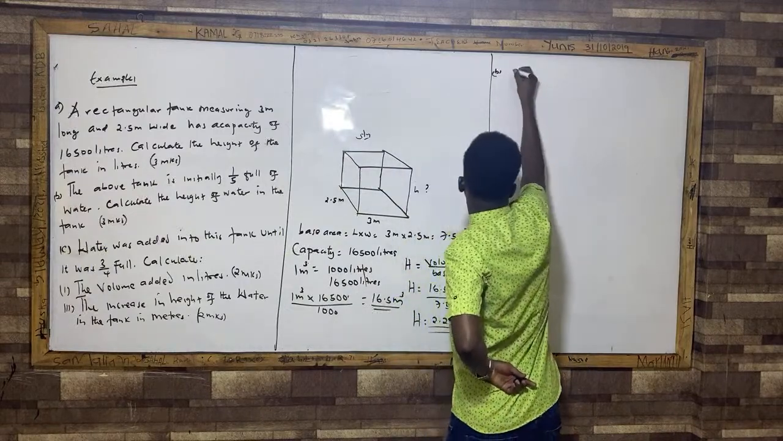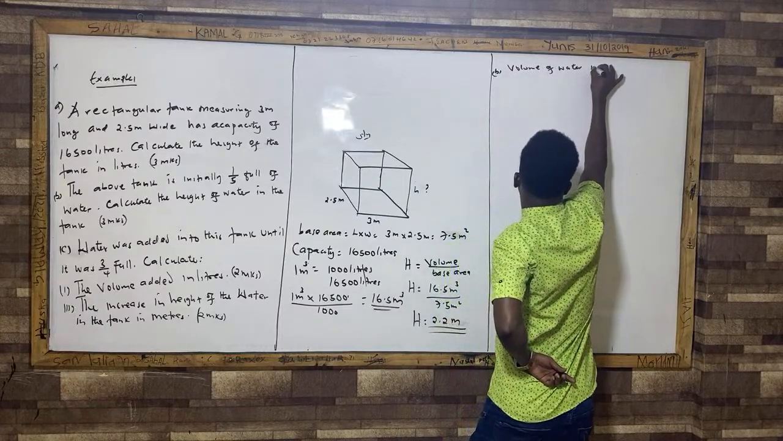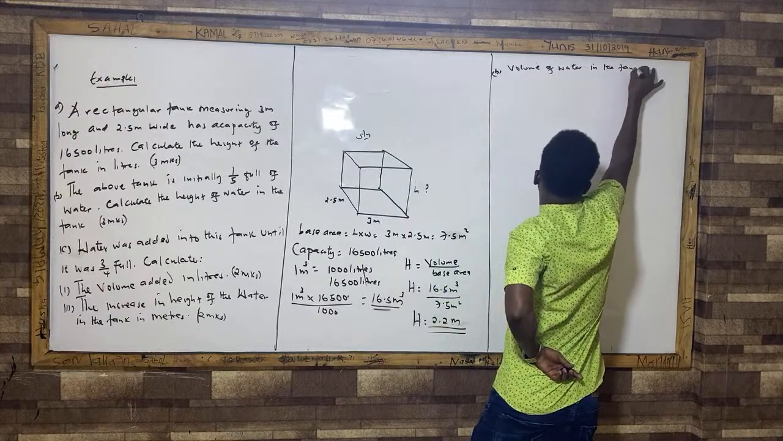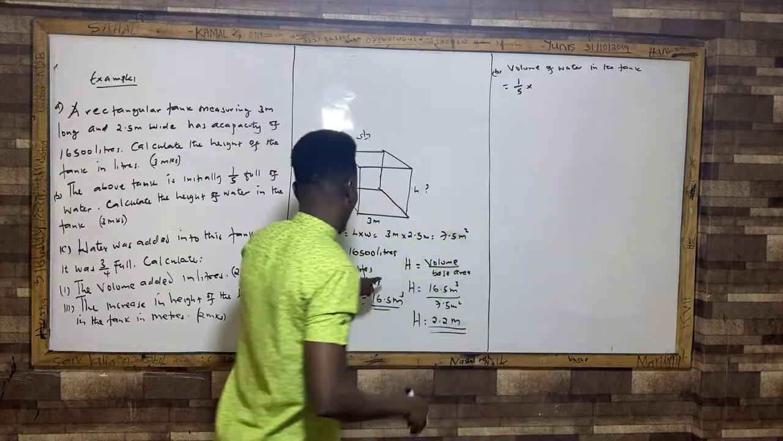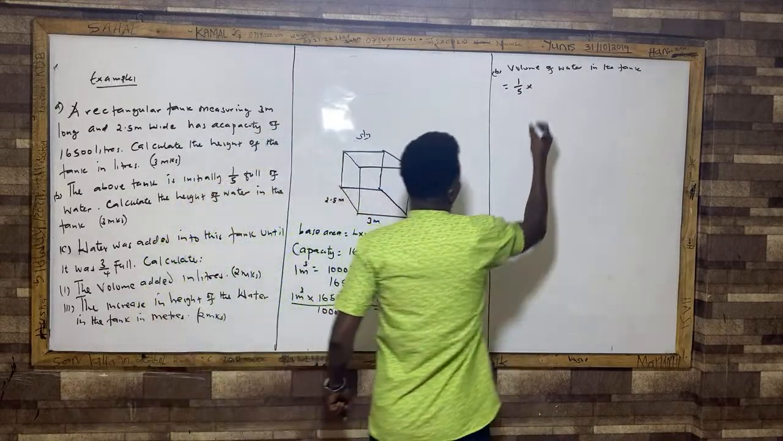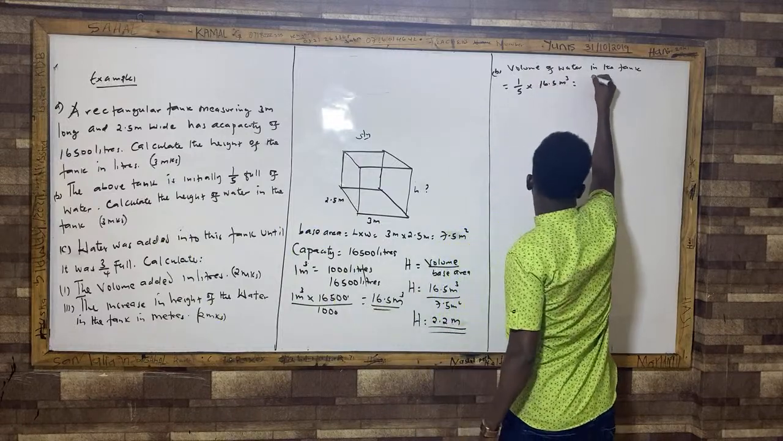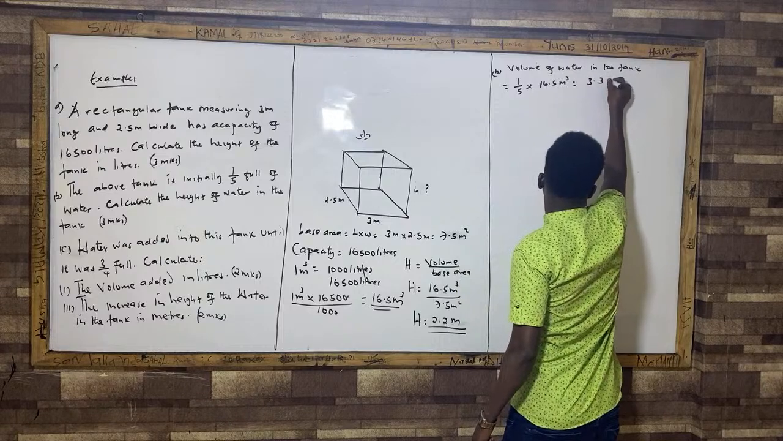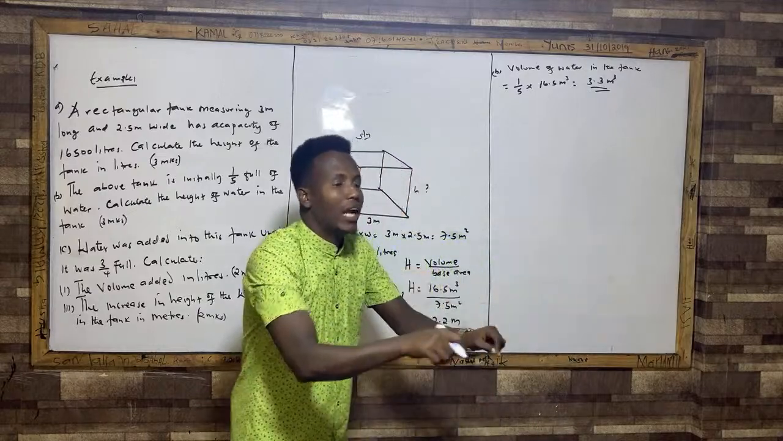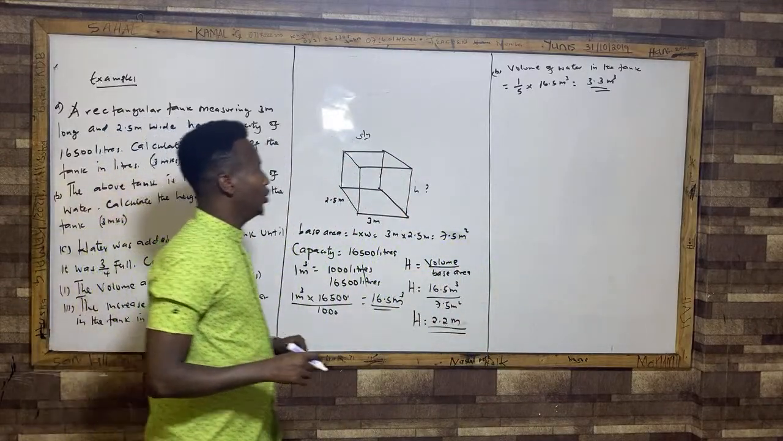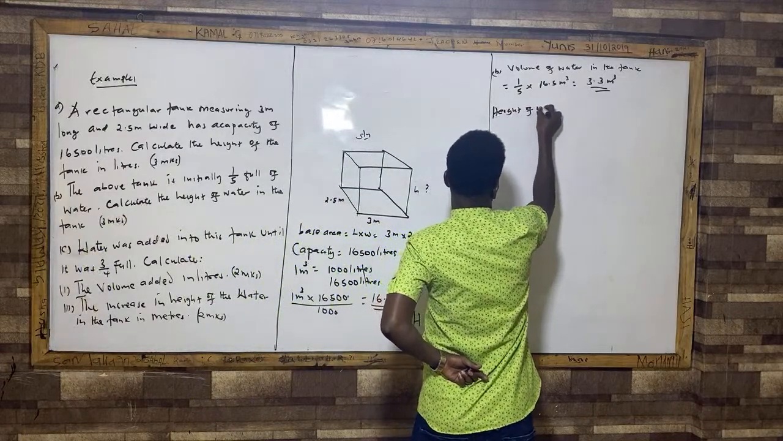Question B, yes. Volume of water in the tank. That is how much? 1 out of 5 times the volume of the tank, which is 16.5 meter cubic. So it will give me, if I'm not wrong, 3.3 meter cubic. That is the volume of water in the tank when the tank is 1 out of 5 full. Yeah, just understand. So I can get the height of water in the tank.